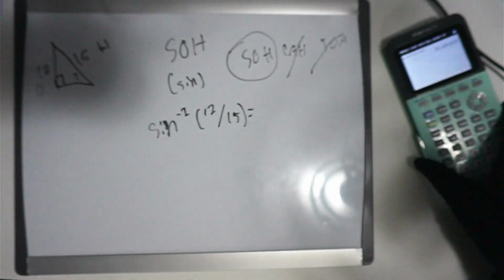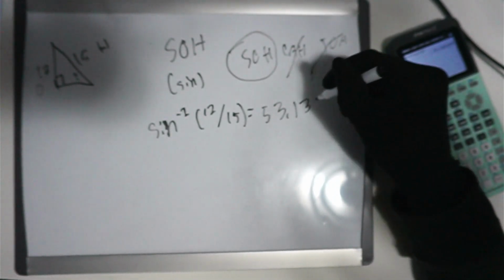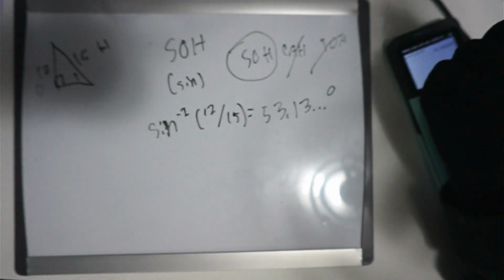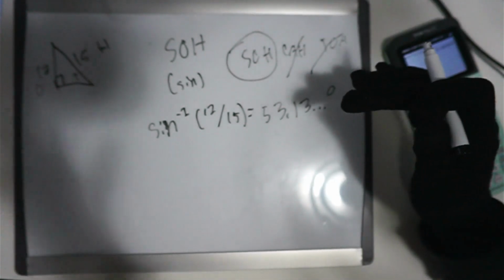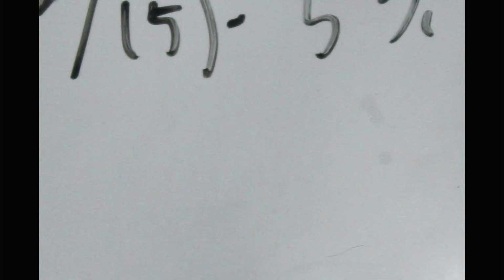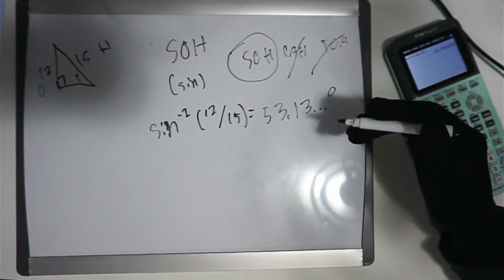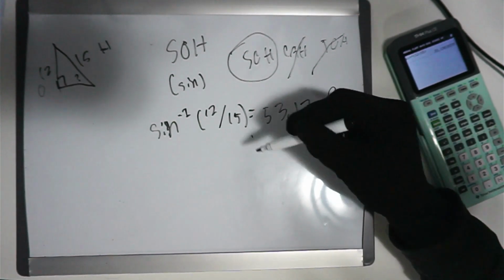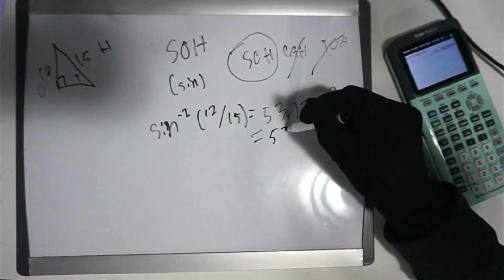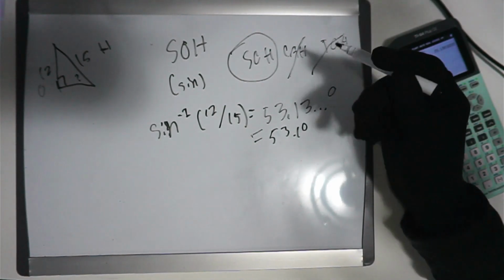And that gives us 53.13 and so on degrees. So if we're rounding to the nearest tenth here, it would be 53.1 degrees, since 3 doesn't round up.